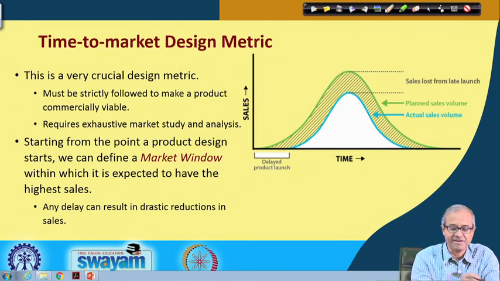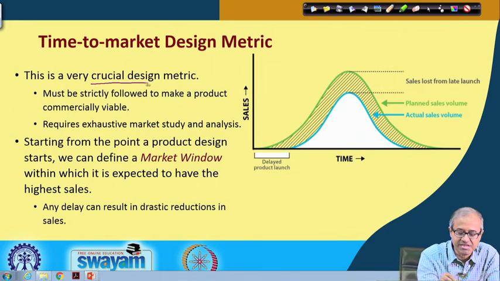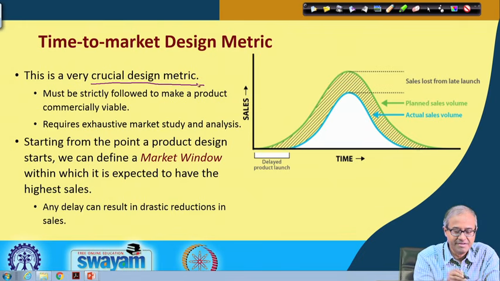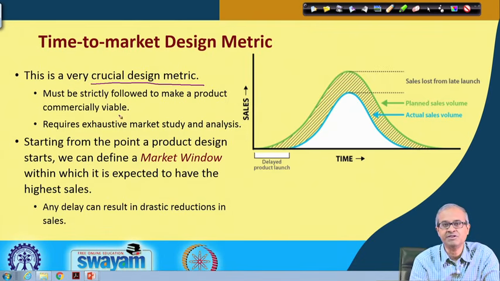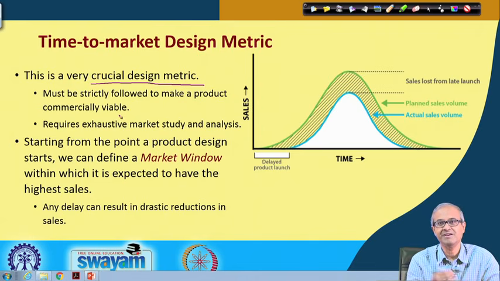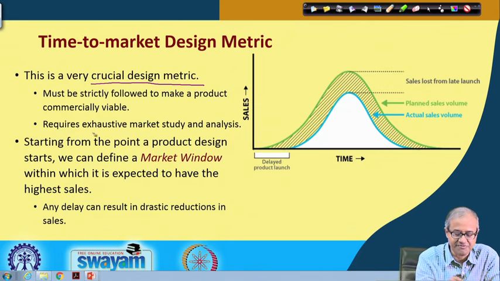Time to market is a very important or crucial design metric. As I said, it must be strictly followed to make a product commercially viable. If you delay in the launch of a product, you may incur a big loss. Maybe some of your competitors already have hit the market with a similar product, and people will naturally buy from them and not from you. Okay? And this requires very careful market study and analysis.